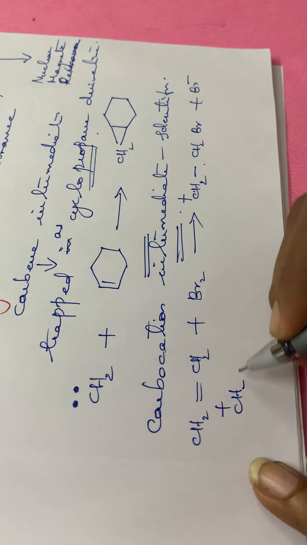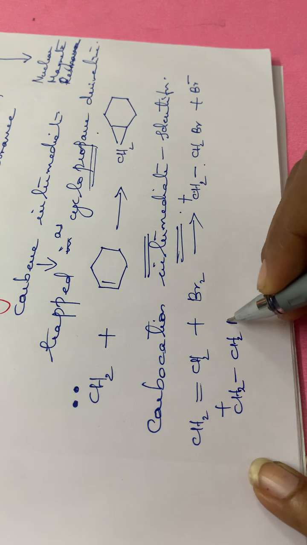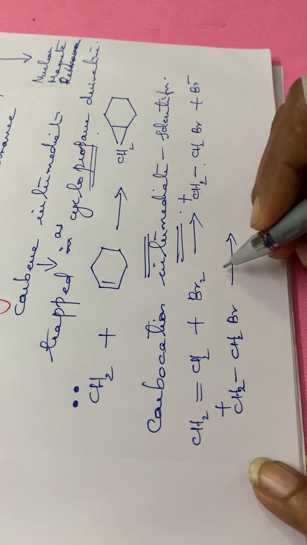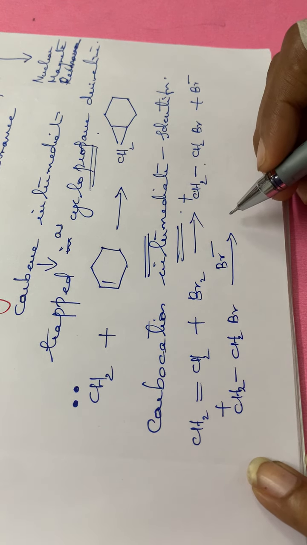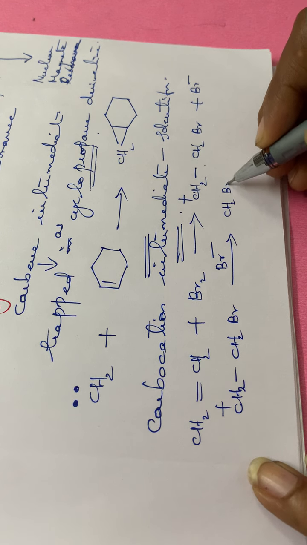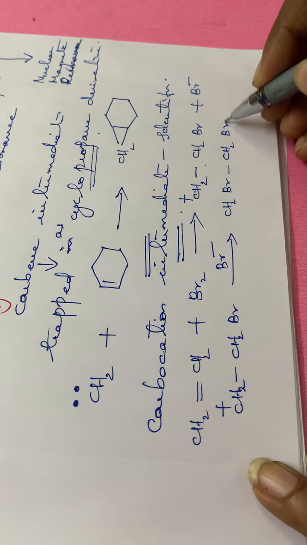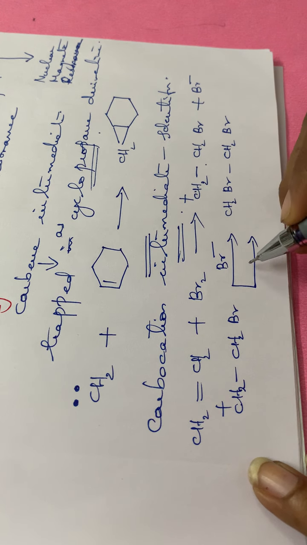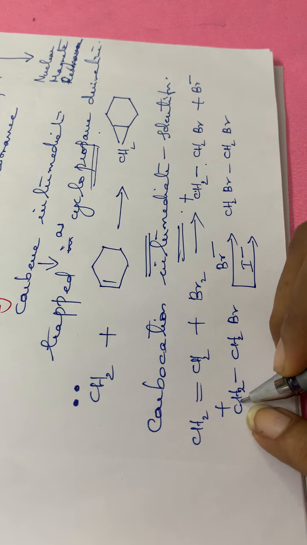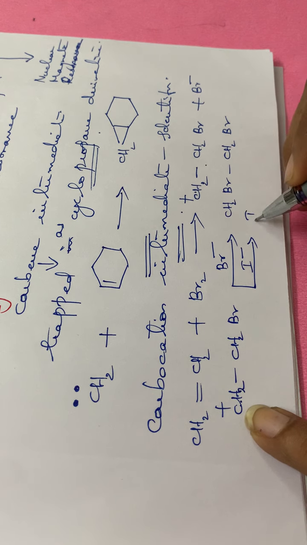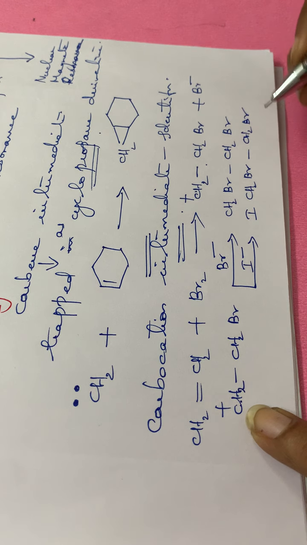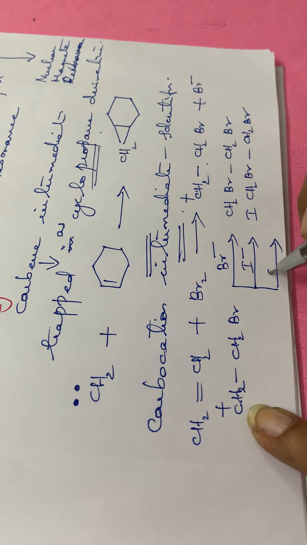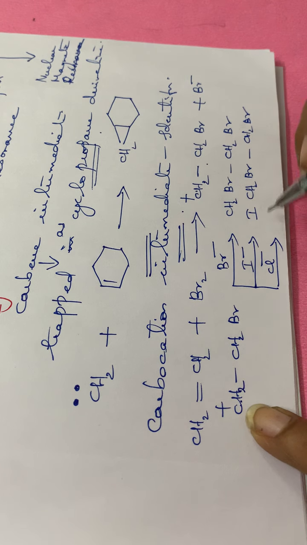CH2+ single bond CH2Br. To this species we are adding different nucleophiles. So if we are adding Br minus, what happens? It will be added across this carbocation. So it becomes CH2Br single bond CH2Br. Then comes I minus. If we are adding I minus, it will be added across this carbocation. So it becomes ICH2 single bond CH2Br. Then if we are adding Cl minus, it becomes ClCH2.